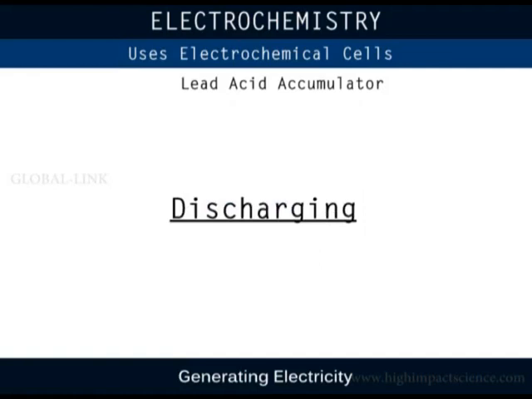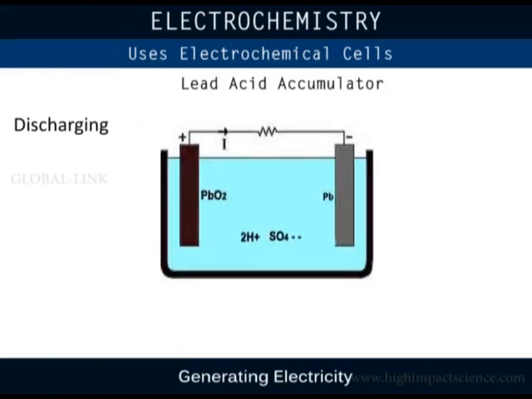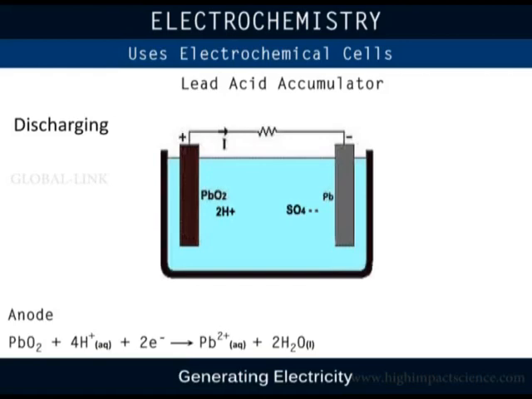Discharging process. When a load is connected externally, sulfuric acid dissociates into hydrogen and sulfate ions. At the positive terminal, lead 4 oxide reacts with hydrogen ions in sulfuric acid, forming lead 2 ions. At the negative terminal, lead atoms lose electrons to form lead 2 ions.